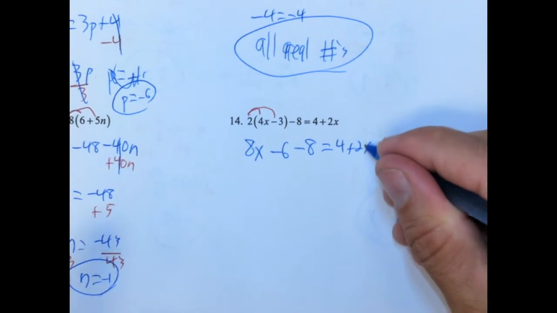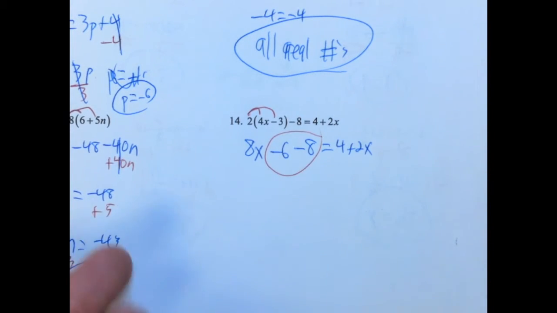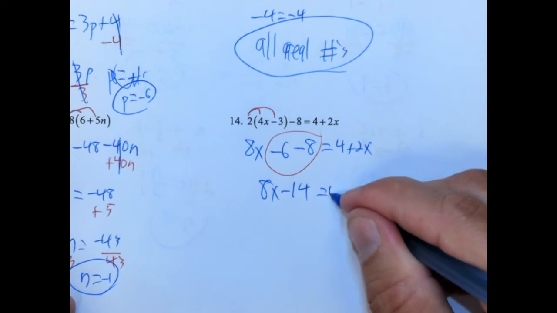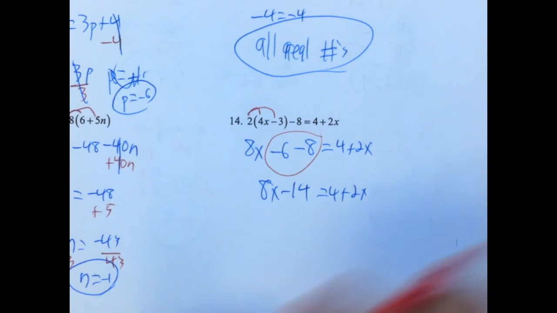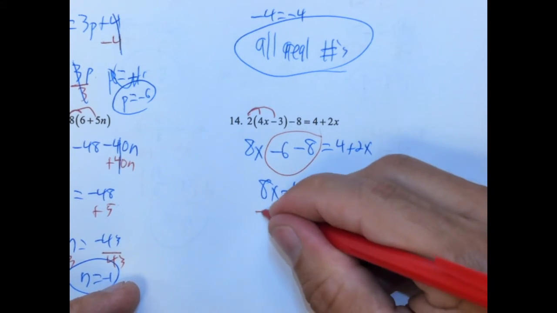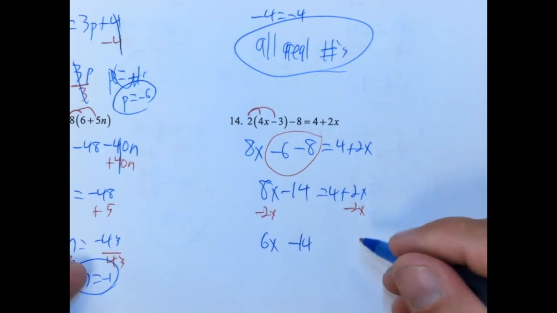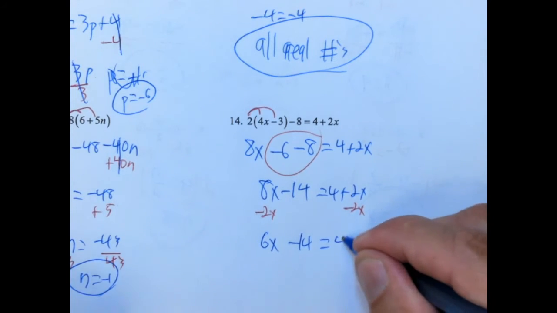Let's go ahead and combine those like terms. So we're going to have 8x minus 14 equals 4 plus 2x. And we're going to subtract 2x from both sides. So we're going to have 6x minus 14 equals 4.